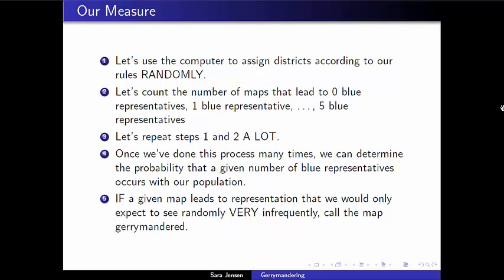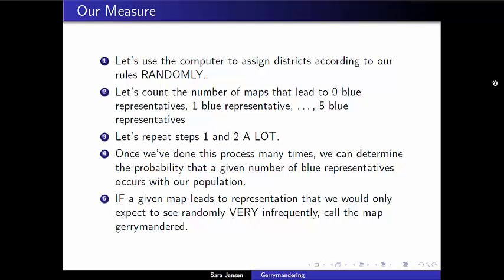Now, the measure that we're going to be considering today for gerrymandering is pretty much what we were doing in the previous video. We're going to use the computer to take a map and assign districts according to our rules randomly. And our rule is going to be that the districts need to be contiguous. So we will have the computer create random contiguous districts of equal population size.